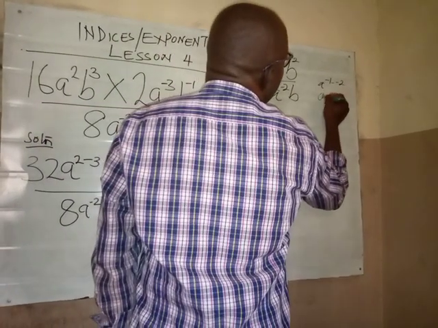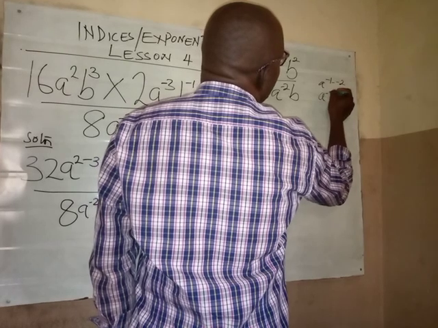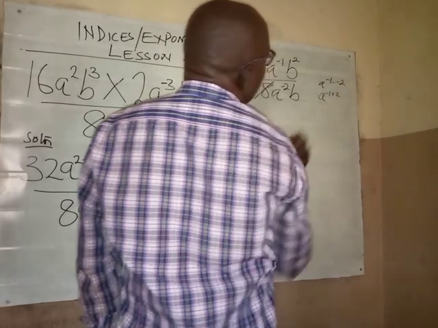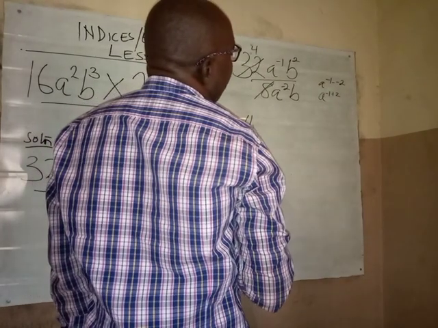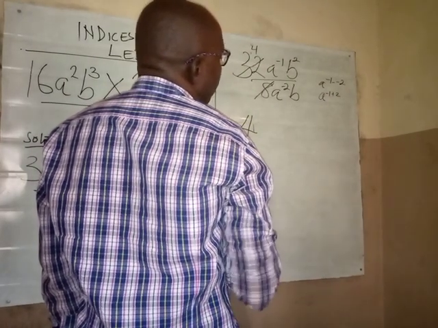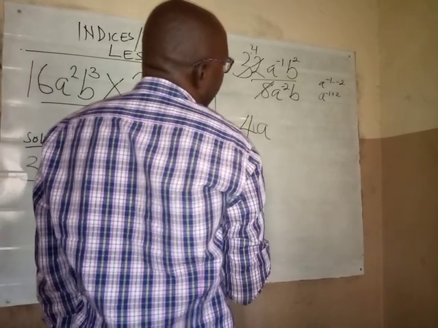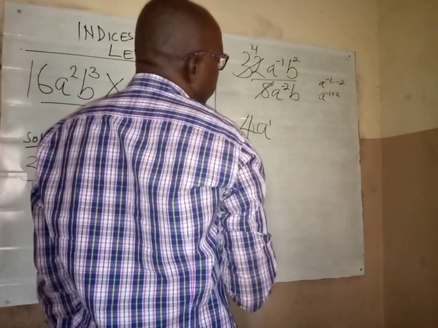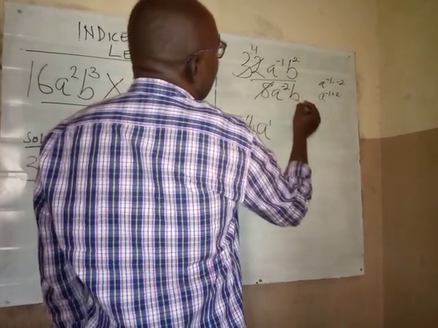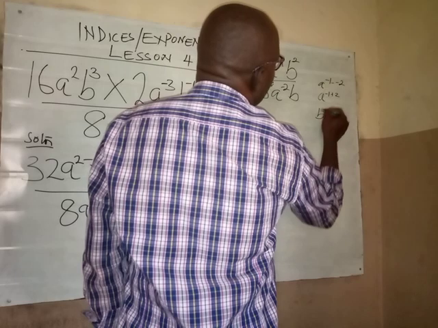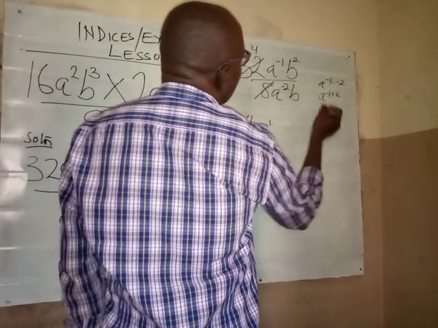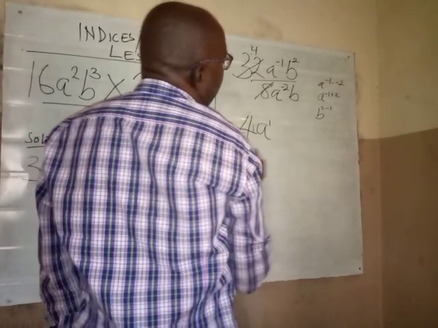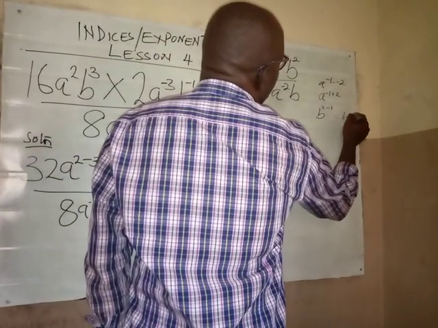So when we have a raised to power minus 1, when a minus occurs before the minus 2, the two minuses become plus. So what we now have is a raised to power minus 1 plus 2, which is the same thing as a raised to power 1. Yes, minus 1 plus 2 is 1. Then we now solve b raised to power 2 minus 1, because this thing is the same thing as b raised to power 1. So we now have b raised to power 1.